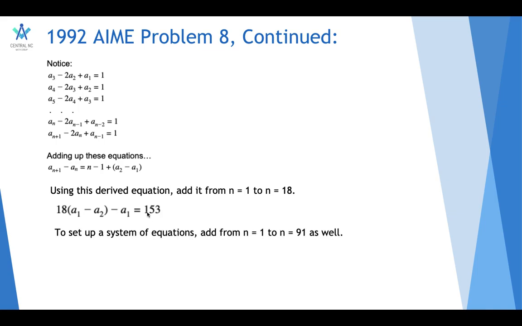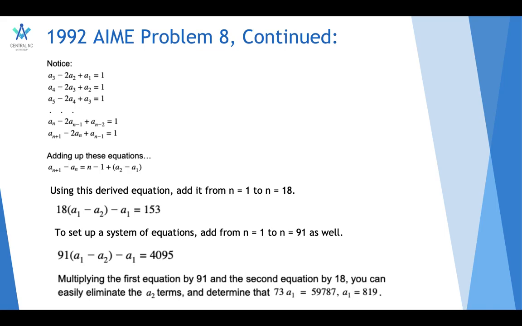So, in order to set up a system of equations to solve for a1, add from n equals 1 to n equals 91 as well. That will give you 91 times (a2 minus a1) minus a1 equals 4095. Now, please definitely do not add this one up. Like the other one, you could probably add it up and confirm your theory that it goes along with Pascal's triangle. But if you're taking the AIME and you have a problem like this, and it seems that you have to add it up in a way that involves combinatorics, please just use Pascal's triangle, do 91 choose 2. It will save you so much time.